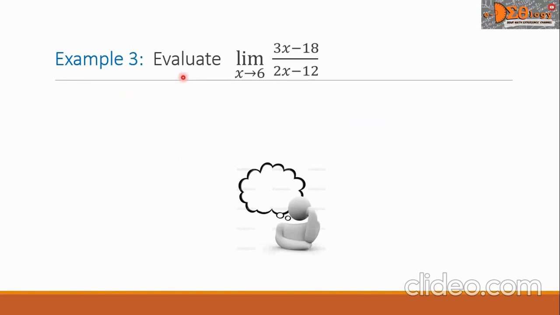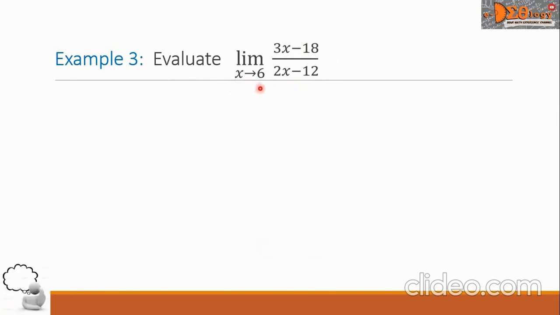Example 3. Evaluate the limit of the function 3x minus 18 all over 2x minus 12 as x approaches 6. Let us copy this problem down here, and please take note that when we substitute 6 to the x in this function, the answer will give us 0 over 0, and that is again an indeterminate form. So, we're going to simplify first the function by factoring and look for possible cancellation later.